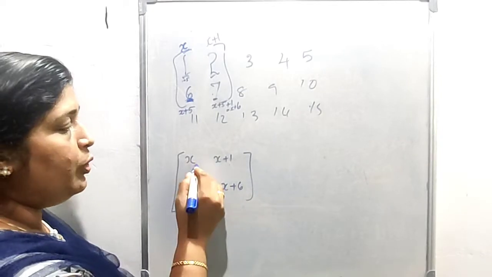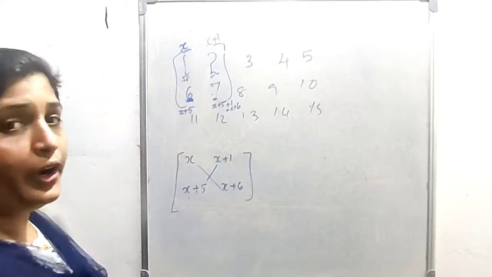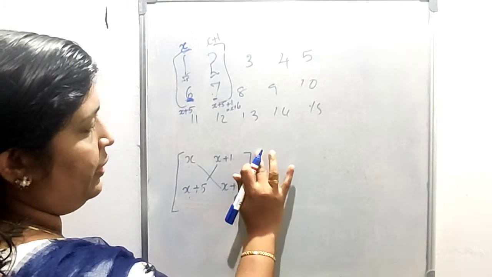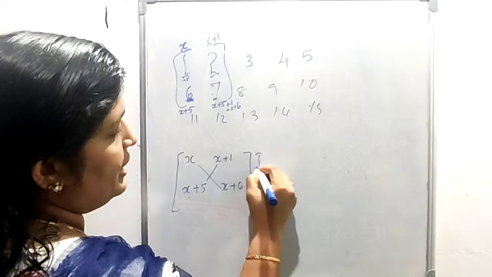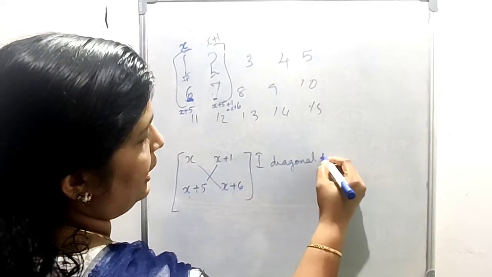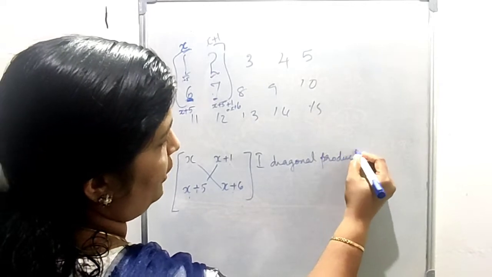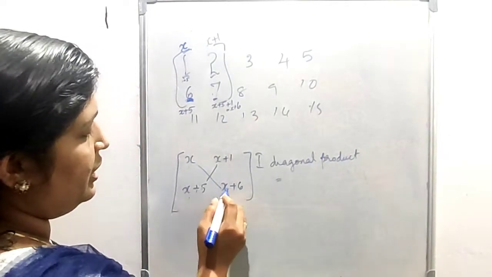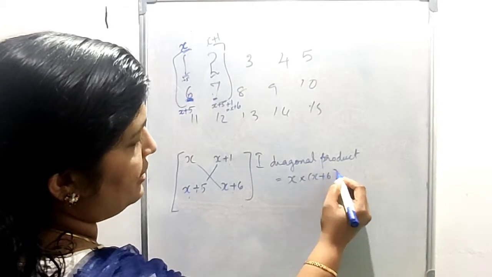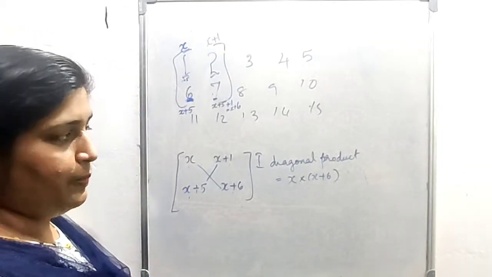Okay, now I am going to find out the diagonal products. First I am going to find out the first diagonal product. What is the first diagonal product here? Which are the numbers here? x and x plus 6 are the numbers, right? x into x plus 6.